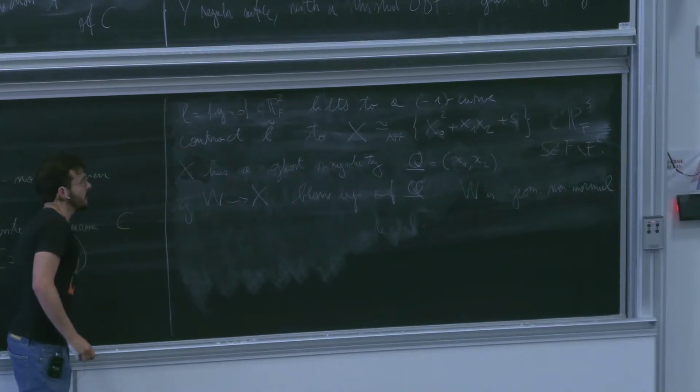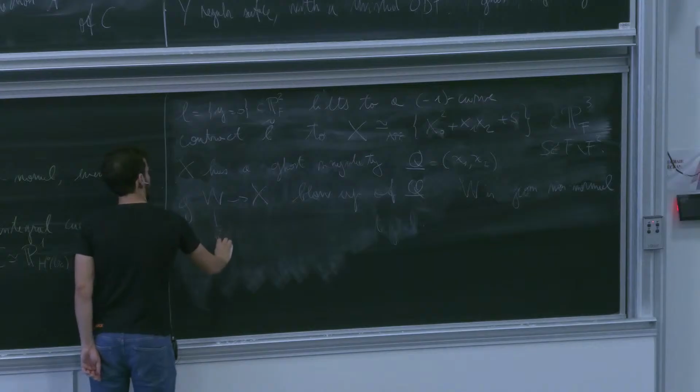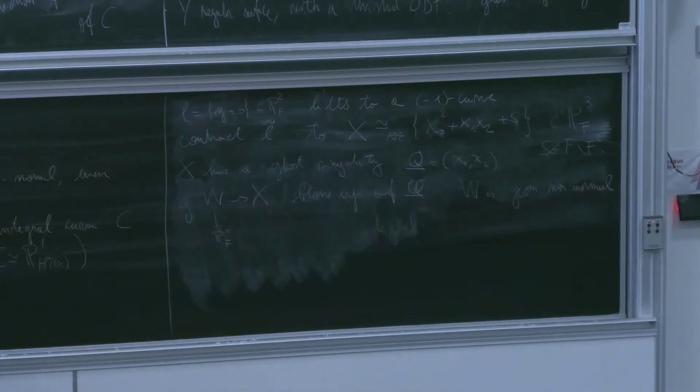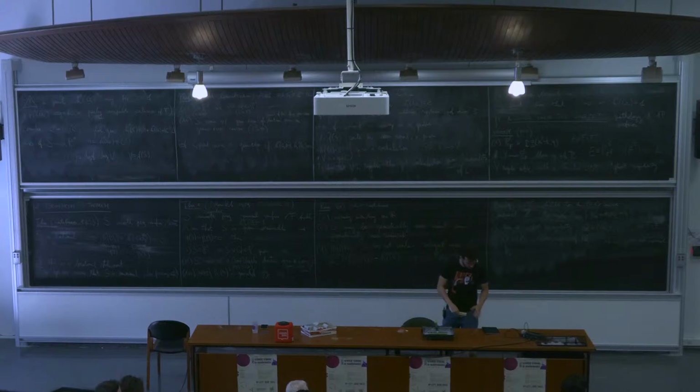And actually, it comes with a fibration over P1 over F. This is exactly what happens when you blow up a point and you get a kind of cone and you get a fibration. This is not a cone, but geometrically it's kind of a cone. That's what happens. Good. And now let me make a picture, maybe.